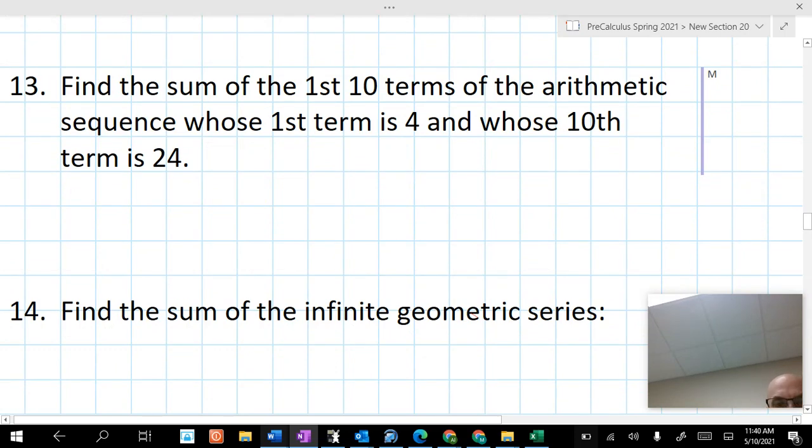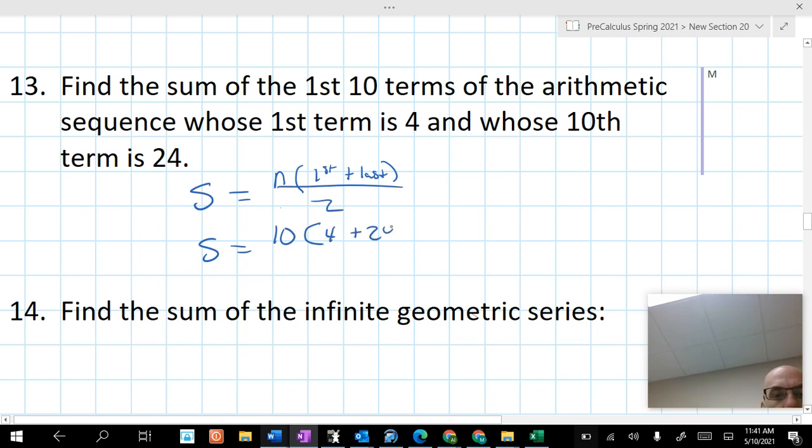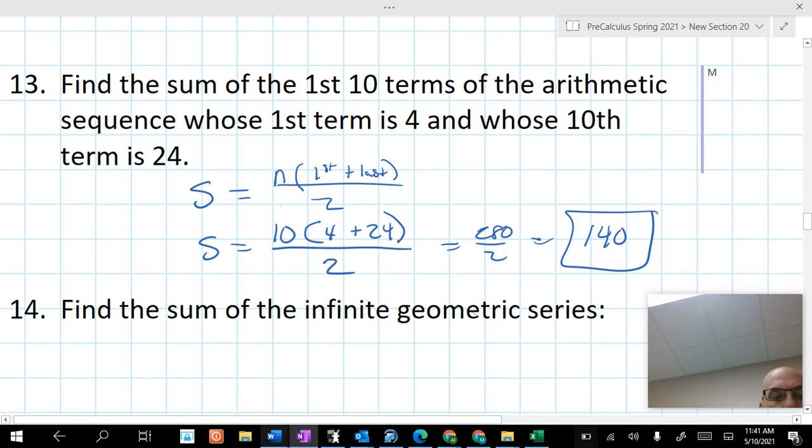The sum of the first 10 terms. So the sum of the first 10 terms is the number of terms, right, times the first term plus the last term divided by 2. Is that the formula? I'm pretty sure it is. So there are 10 terms. First term is 4, 10th term is 24, divided by 2. So it's 280 divided by 2, which is 140. Good there?